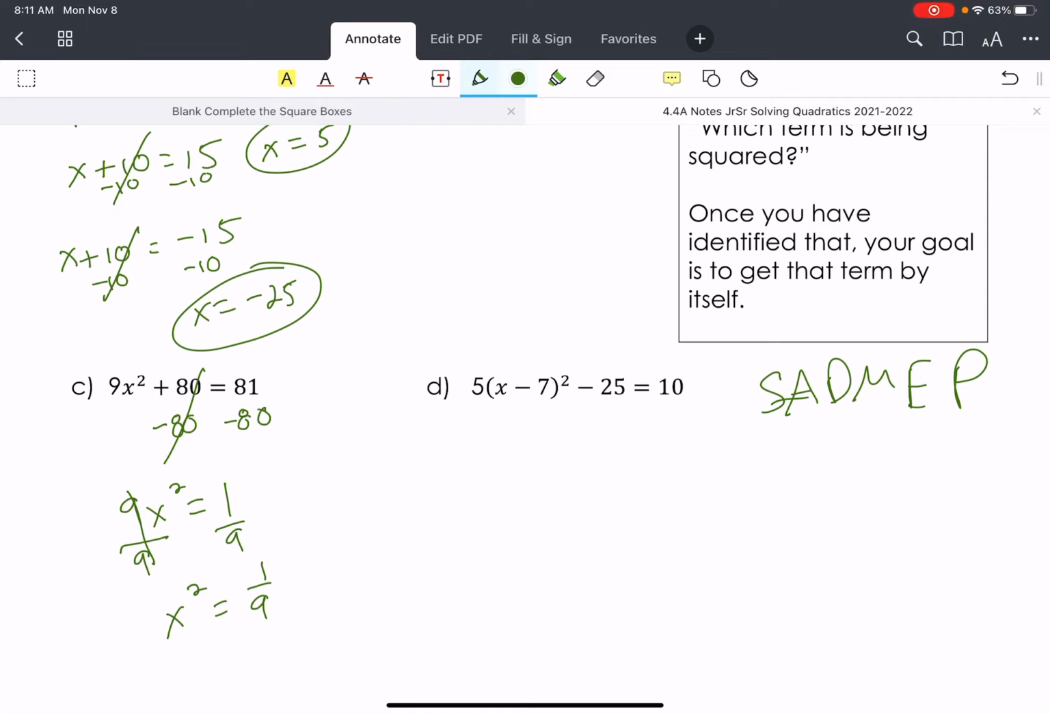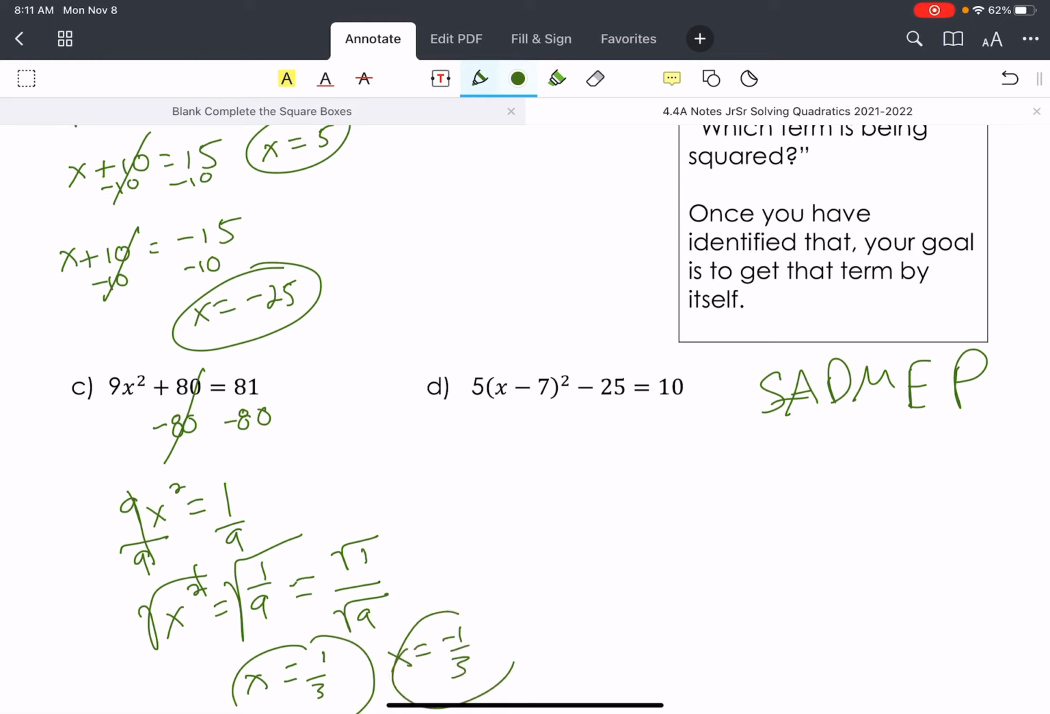Anybody remember what I taught you last time about dealing with the fractions? No? Yeah, if we do the square root, and then remember you can break the square root up and do each part of the fraction separately. So notice I did square root of 1 and square root of 9 separately. Okay? Does that make sense? Yeah? What's the square root of 1? 1. And what's the square root of 9? So then my answers are 1/3 and negative 1/3.